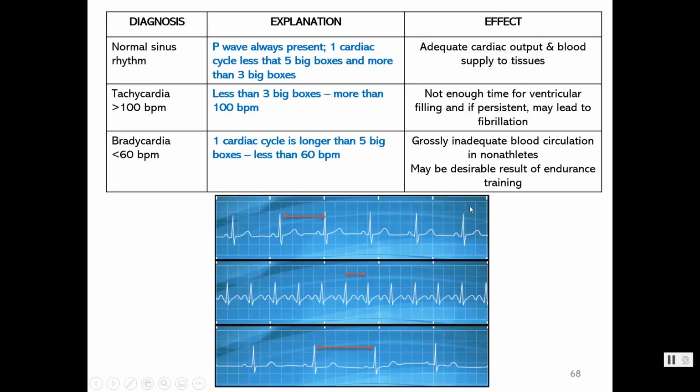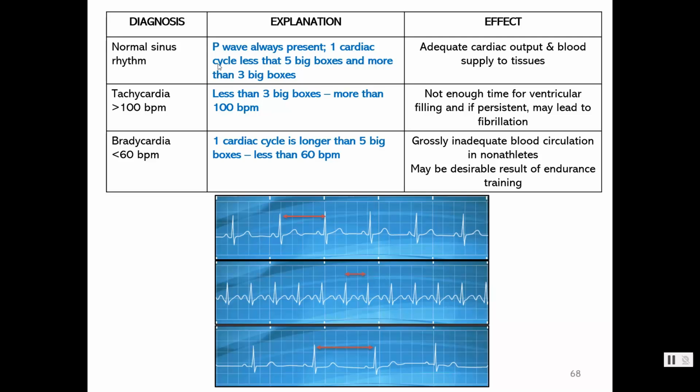These boxes represent time, because the paper speed going through the electrocardiograph is set at roughly 25 millimeters per second. As a result, these big boxes are about 0.2 second intervals. And so in a normal sinus rhythm and pace, we are going to get a cardiac cycle that will last from 3 to 5 big boxes, because we have a normal rate of 75 beats per minute.